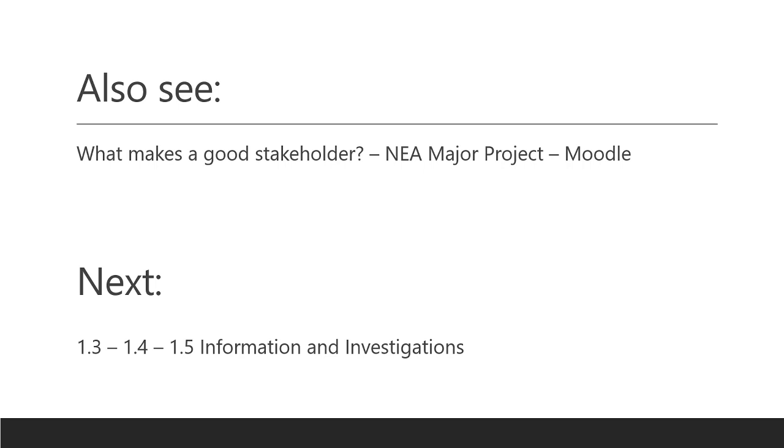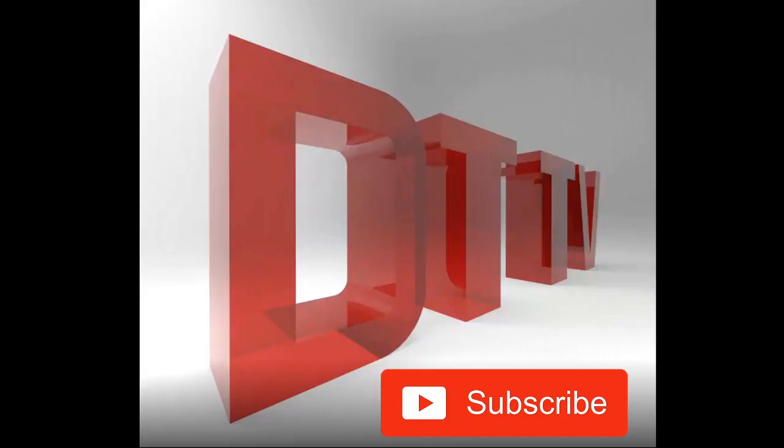So at this stage, for St Brendan students, you may also want to have a look at what makes a good stakeholder for you. If you do so, go to the NEA major project on Moodle and have a look in there. There's other resources in there too. After this video, we're going to now look at 1.3, 1.4, and 1.5, which is investigations and information. So it's the research component for your project, and we'll talk about how that's an ongoing process as you go through the next 10 months or so.